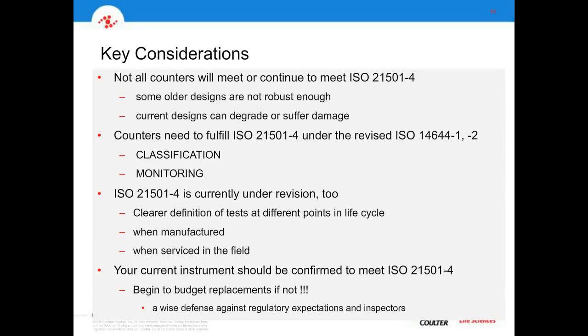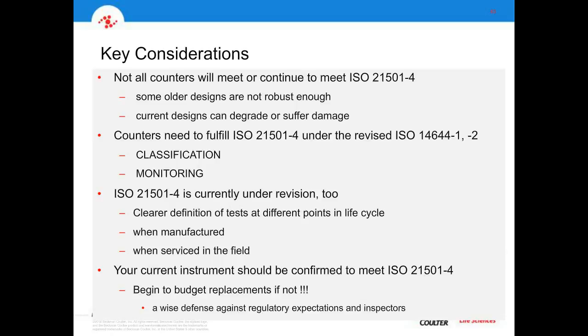So again, just as a summary, realize that not all counters were designed to or continue to meet 21501-4 methods over their lifetime. Maybe sometimes they weren't designed correctly, or with this in mind, or perhaps they've been damaged or just aged over time. The light source, for example, the laser, has degraded over time, and therefore the counting efficiency test fails. Also realize that this method applies both to counters used for classification and for monitoring.